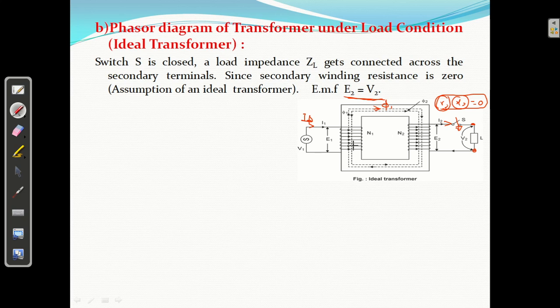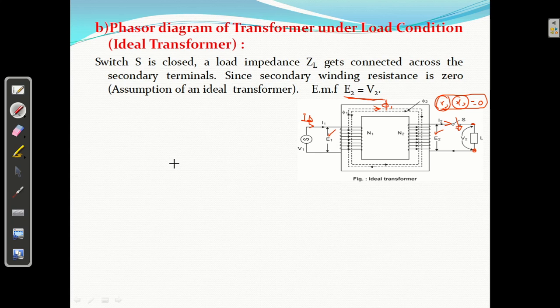So according to Faraday's law of electromagnetic induction, EMF will be induced on the primary E1 and EMF will be induced on the secondary E2. Now, this E1 and E2 will differ only because of number of turns. Number of turns are more on the secondary side, E2 will be more. Number of turns secondary side is less, E2 will be less. Okay, and baki sab same.